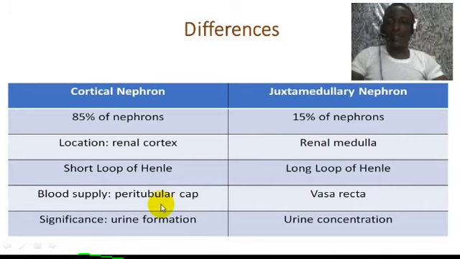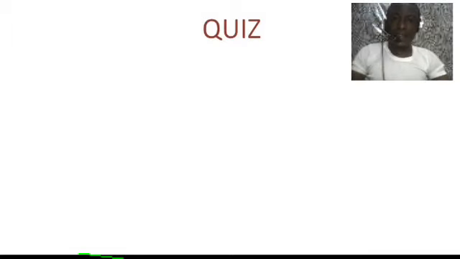Okay, what are their functions? Cortical nephrons are specifically important in the formation of urine, whereas the juxtamedullary nephrons are specifically concerned with urine concentration and dilution. Okay, all right.